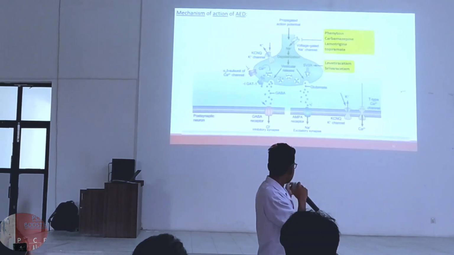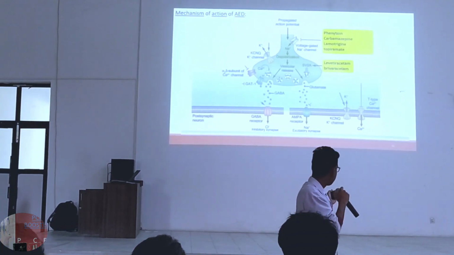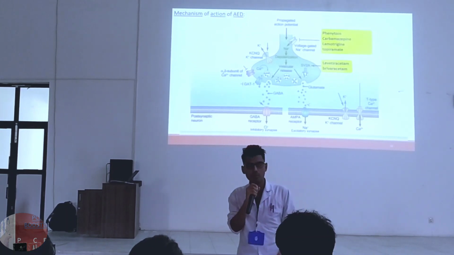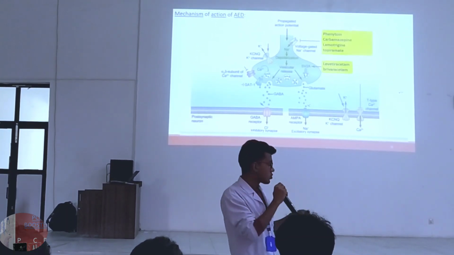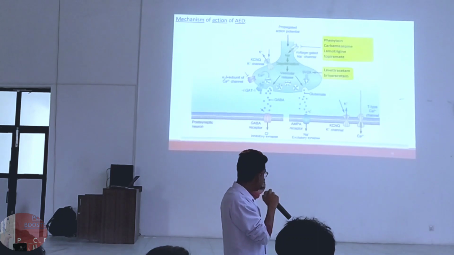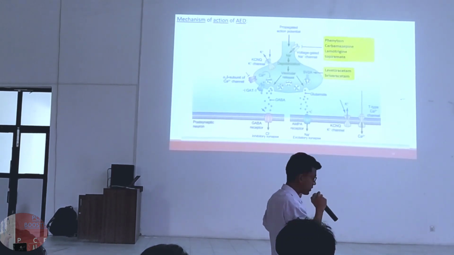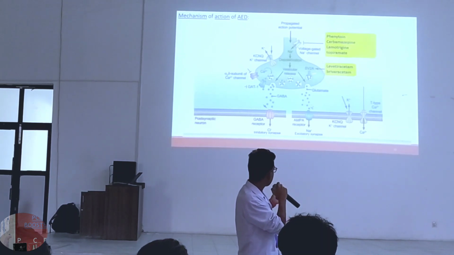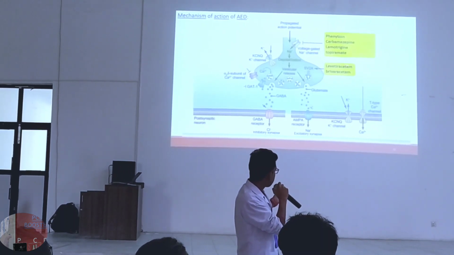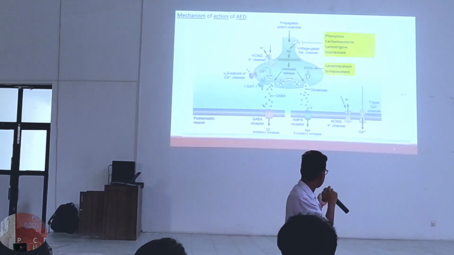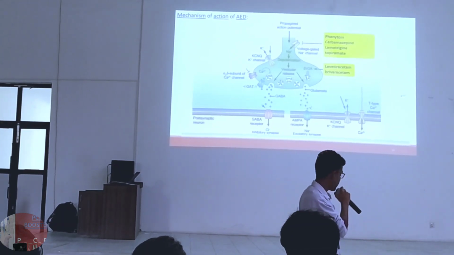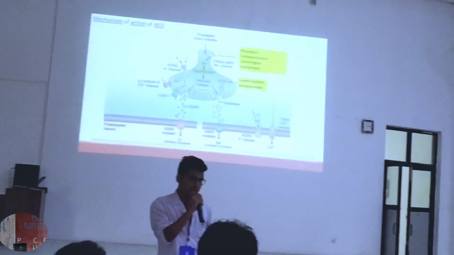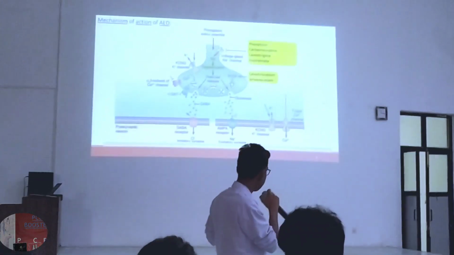Like that, there is the SV2A synaptic protein. This SV2A synaptic protein is on the surface of the vesicles here, and it helps the fusion of the vesicle with the presynaptic membrane. But if we block this SV2A synaptic protein with a drug like levetiracetam, this vesicle will not be able to fuse with the presynaptic membrane, and ultimately glutamate release will be blocked here.